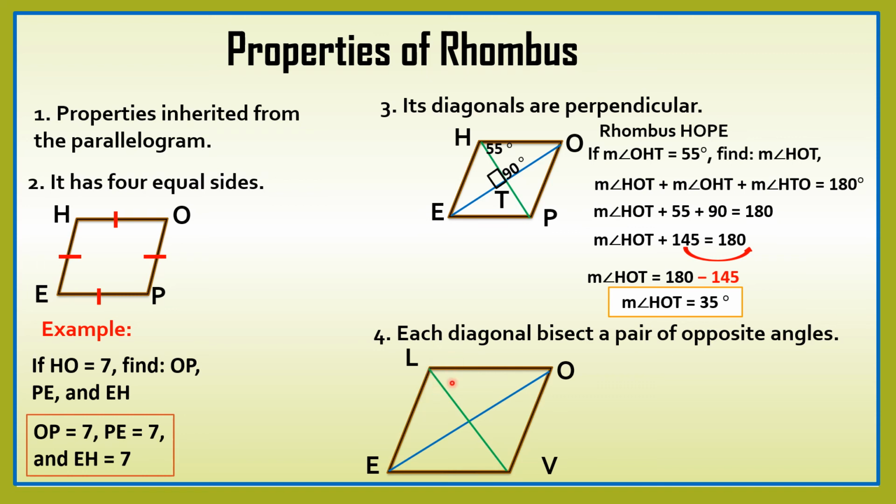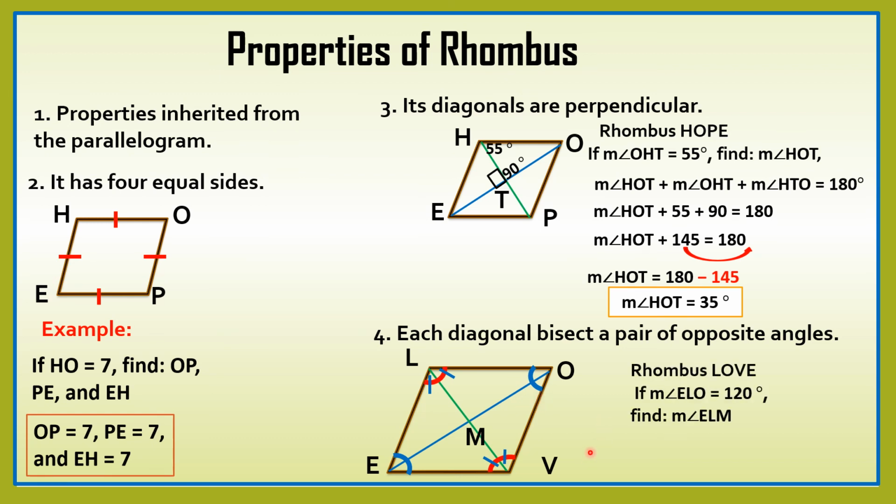So, pag binisect yung angle, magkakaroon din tayo ng two congruent angles. So, yung measure nitong angle na to at yung angle ng kabila ay equal. So, same din dito sa angle V. Bisected din siya. Therefore, makaka-form din tayo dito ng two congruent angles. So, itong angle na to equal sa measure nitong angle na to. Same din kay angle E at kay angle O. Bisected din siya. Therefore, magkakaroon din tayo dito ng two congruent angles. So, itong angle na to and this angle. They are congruent. Same din sa kabila.